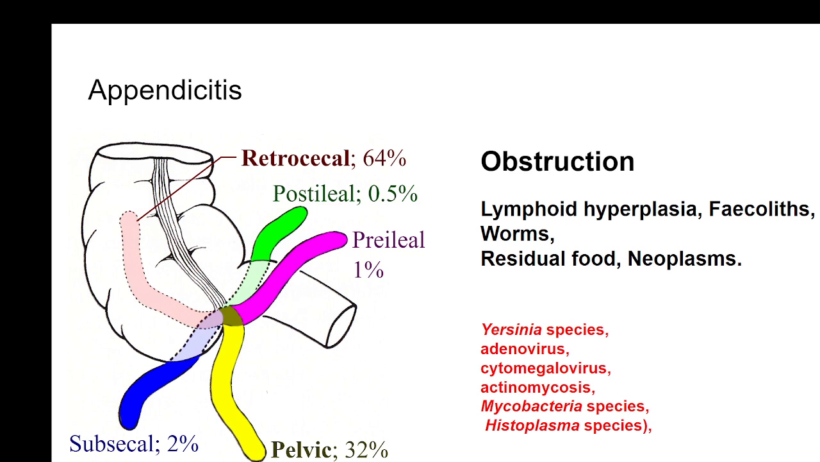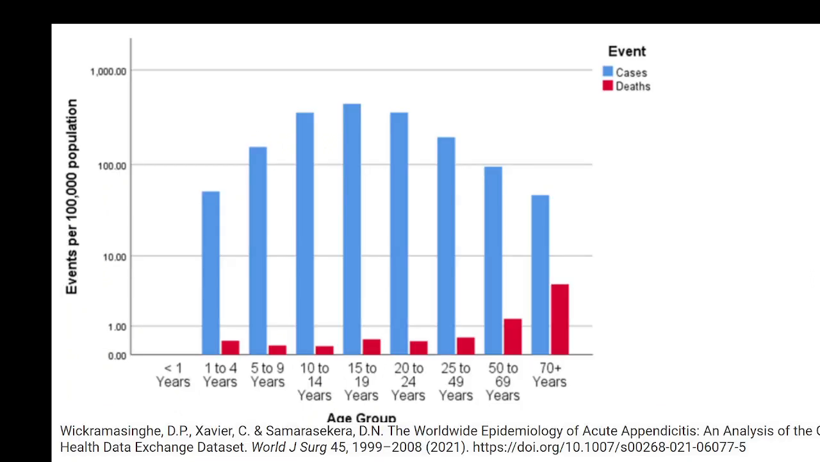As far as the bacterial organisms that produce appendicitis, there are many. Yersinia species are the more common. Viruses like adenovirus and cytomegalovirus can also produce appendicitis. Actinomycosis is another dangerous source, which may often result in non-healing ulcers and continuous pus discharge. Tuberculosis can also result in appendicitis occasionally. Histoplasma species can also produce appendicitis. But the majority of the patients we see would be either Yersinia or the other conditions as such.